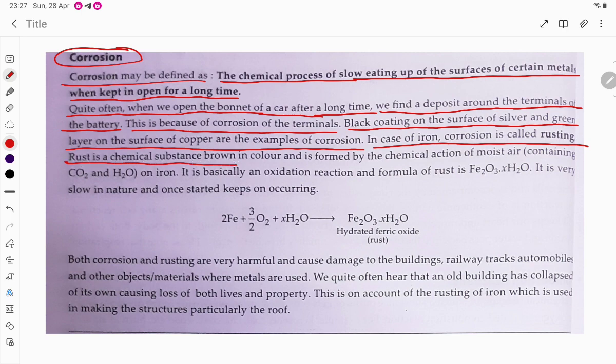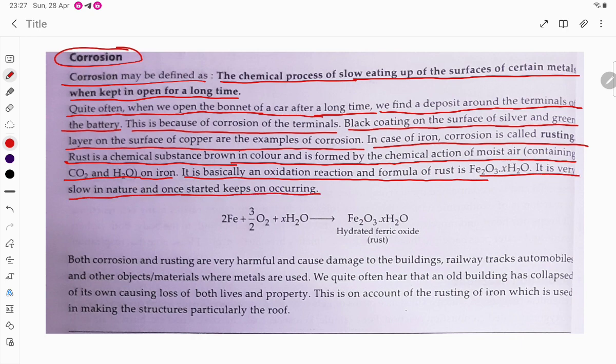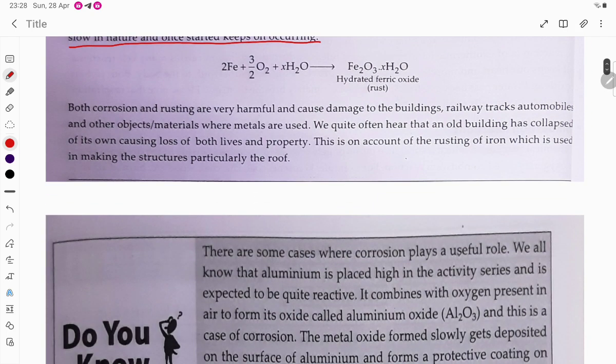Rust is the chemical substance, brown in color, and is formed by the chemical action of moist air containing CO2 and H2O on iron. It is basically an oxidation reaction and the formula of rust is Fe2O3.XH2O. It is very slow in nature and once started keeps on occurring.